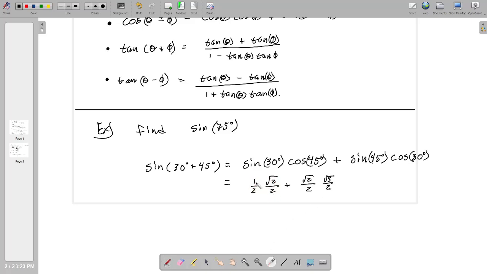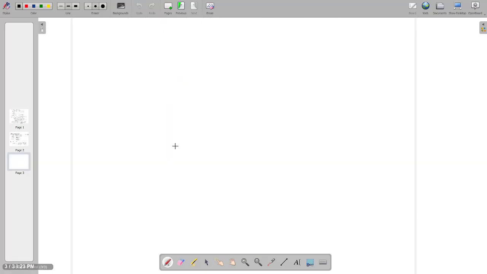Multiply straight across. 1 times root 2, we get root 2 divided by 4. Plus root 2 times root 3 is root 6. They have the same index, so we can combine them. Divided by 4. And then you can sum them together. Combine the two fractions because we already have a common denominator. I'm going to leave that part to you because it's a very easy step.